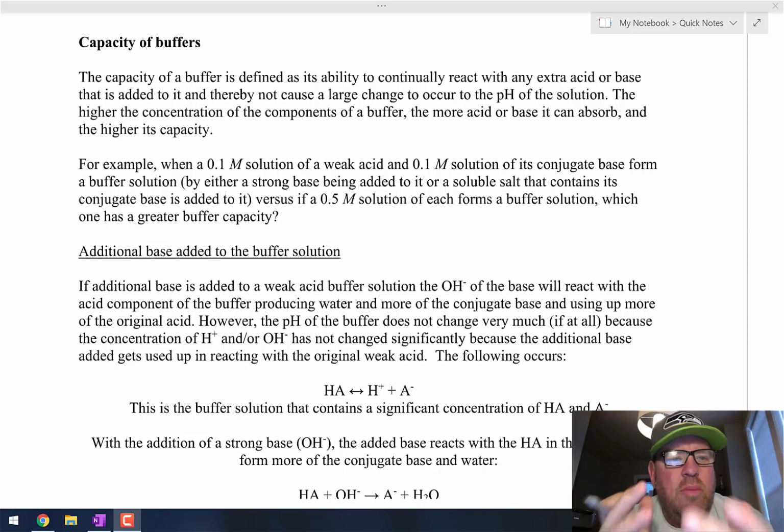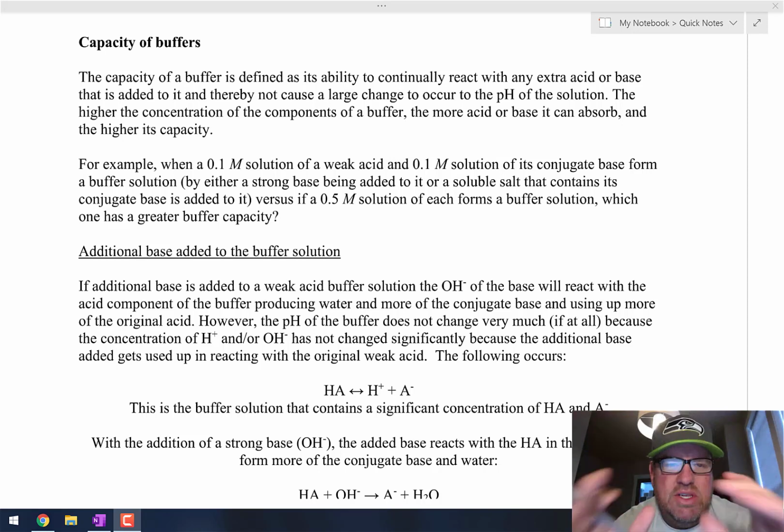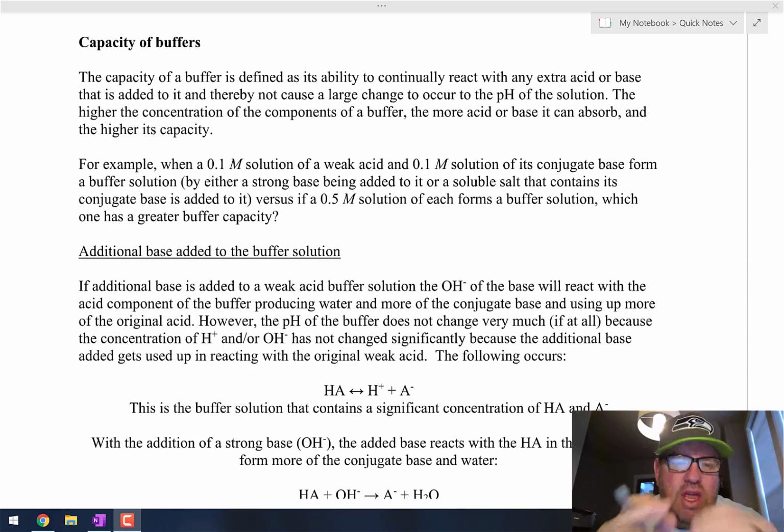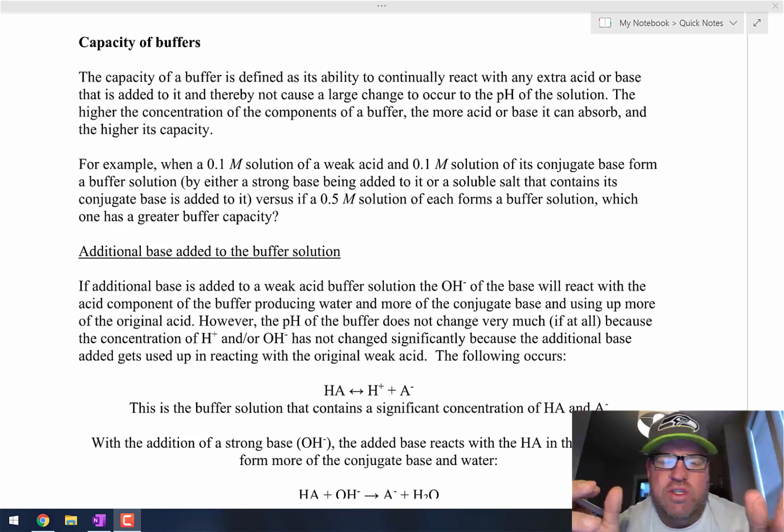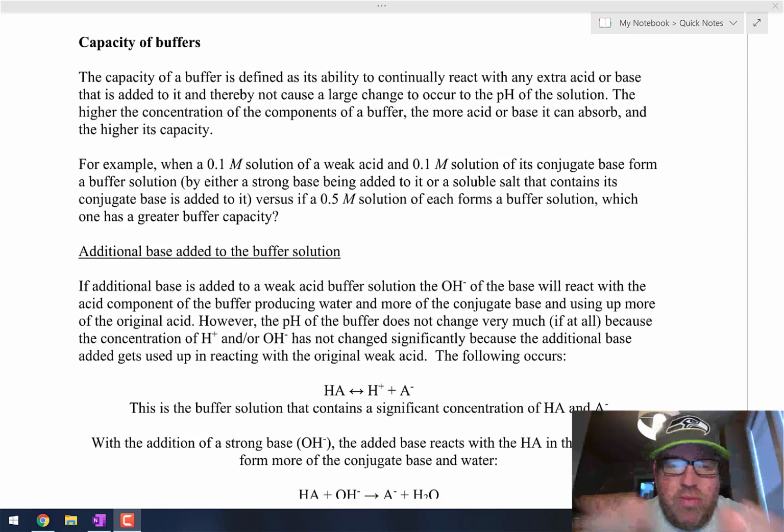So when we talk about buffer capacity, remember that we said the purpose of the buffer is to keep the pH from moving in a drastic direction. The reason it does that is because a buffer solution contains some weak acid and its conjugate base, or a weak base and some of its conjugate acid. When you add some acid or some base to it, it reacts with one of those two components and keeps the pH roughly the same.